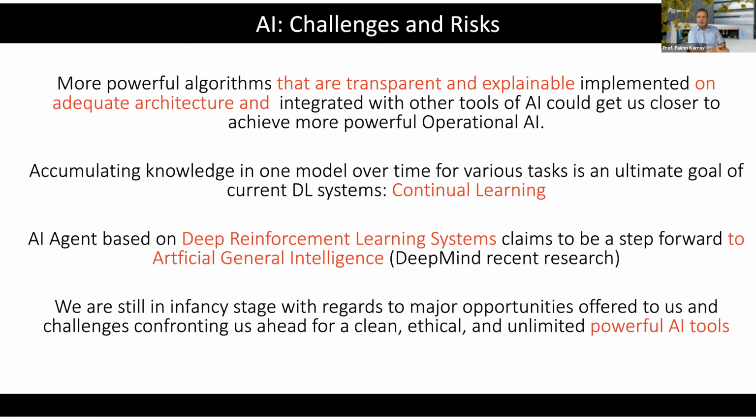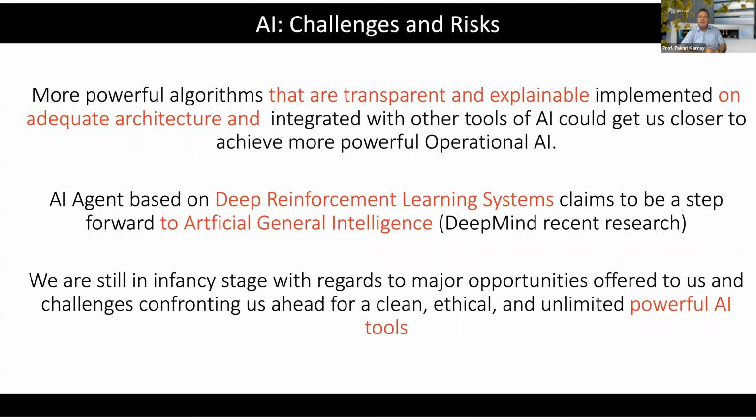So not one single neural network, not one single system. It has to be a cooperation of multi-agent systems, each one of them with particular capabilities, that could get us closer to achieving a powerful operational AI system, especially for difficult systems to operate or navigate, similar to an autonomous vehicle system, which has many sensory models that have to be fused, that have to receive information in real time, and it requires several combined, integrated neural networks or intelligent systems that have to cooperate with each other. The AI agent based on a deep reinforcement learning system, the article that I mentioned to you, claims to be a step forward to artificial general intelligence. This was published only a few days or a few weeks ago, if I remember, and it is some of the most recent research work by the DeepMind group.